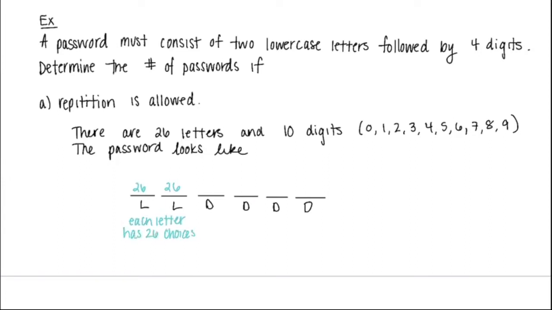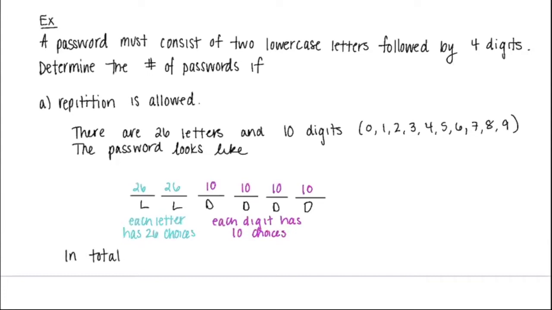For the digits, I can use the same number over and over. So I have 10 options in each slot. So each digit has 10 choices. So when I want all possible passwords, I just multiply these numbers together.